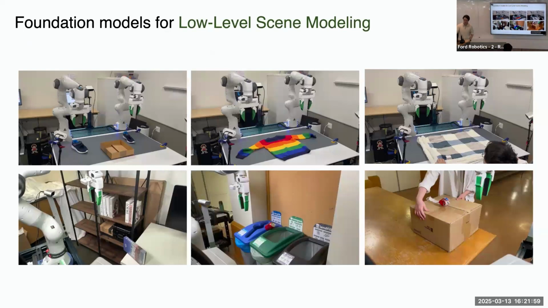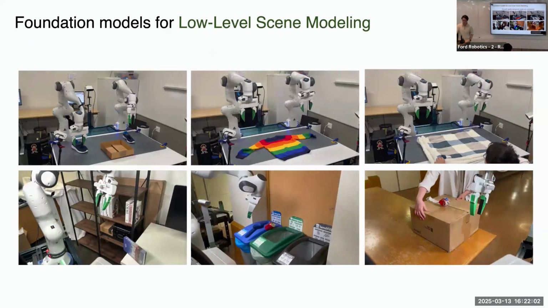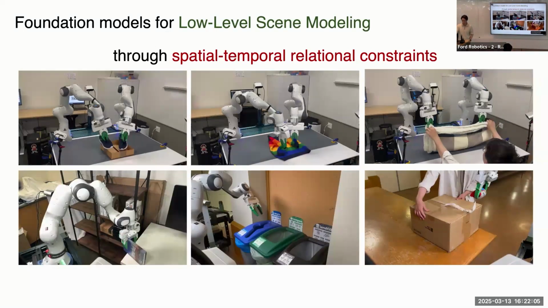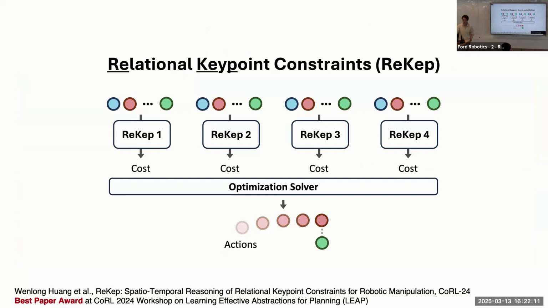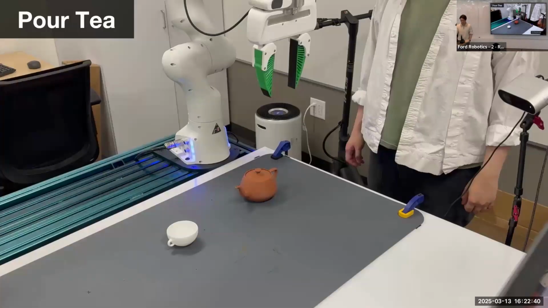So for this purpose, we use foundation models for this kind of low-level scene modeling, through spatial-temporal relational constraints. On the high level, what we do is decompose the task into several stages. For example, here we show four stages: recap 1, recap 2, recap 3, and recap 4. Within each stage, we have a number of key points that describe different semantically meaningful parts of this environment, and we describe their supposed relationship within that stage. Given these spatial-temporal key point constraints, we are able to use optimization to solve for the robot's actions.